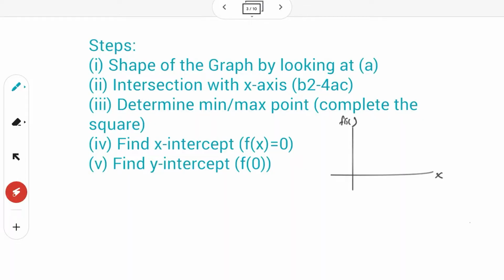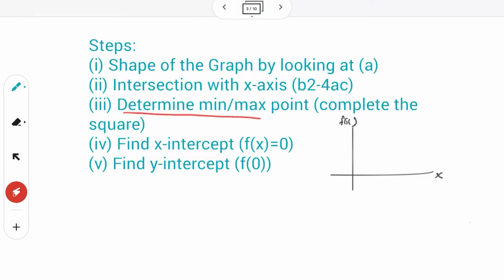Beautifully done. Now, we are going to learn how to analyze and draw our own quadratic functions by following these 5 simple steps. The first step is to determine the shape of the graph by looking at the value of a. Now, the shape of the graph might be like this or like this. The second thing to do is see how the graph intersects with the x-axis by looking for the value of b squared minus 4ac. So we want to know if the graph ultimately cuts the x-axis like this, or if it doesn't even touch the x-axis at all.